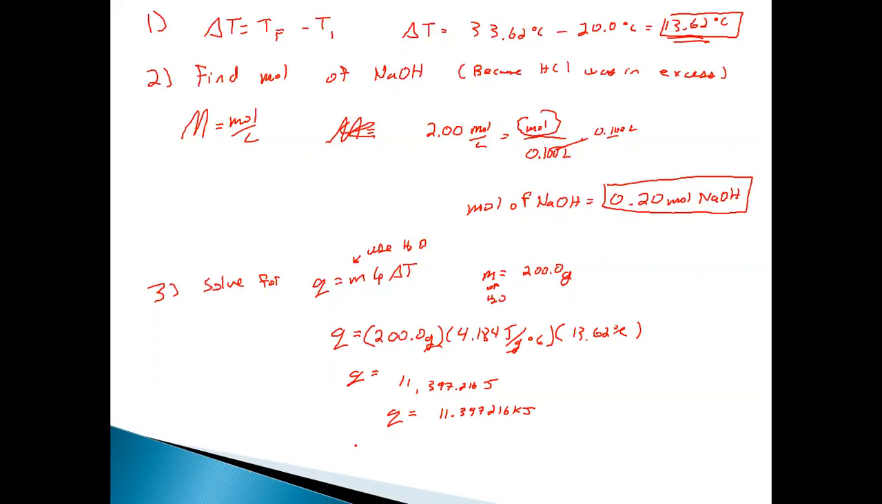And so basically now what I'm going to do is take this value and figure this out in terms of kilojoules per mole. So I'm going to divide these two together. Okay, so step 4 is I'm going to figure out what my final value is. I'm going to go through this and I'll do 11.397216 kilojoules per 0.20 moles of NaOH. And now is where I'm going to round to my sig figs.